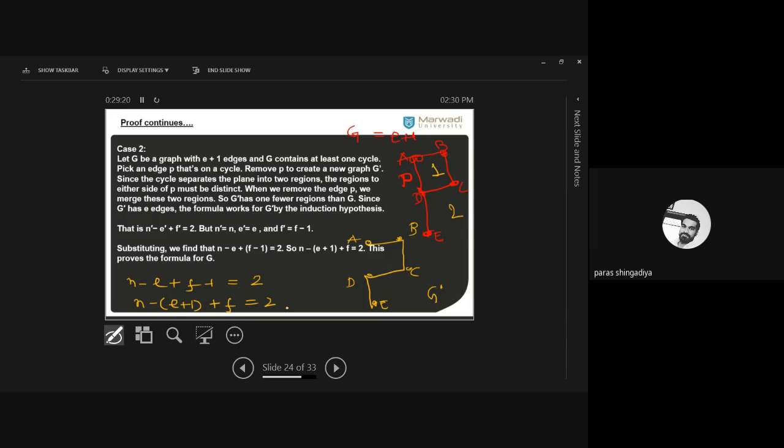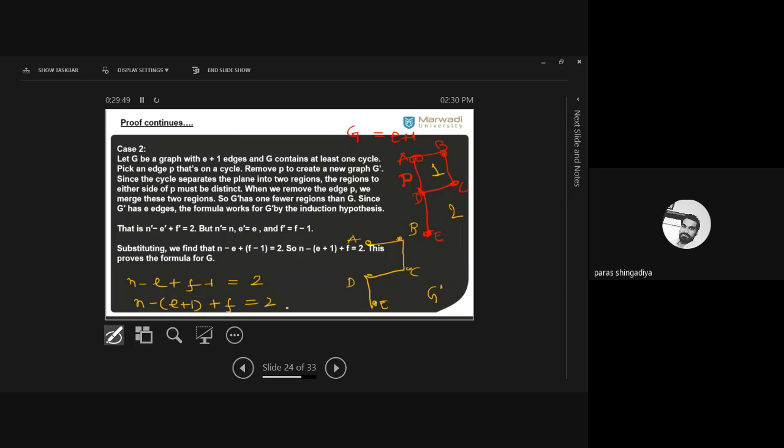ठीक है. एज की क्वांटिटी क्या है? It is an E plus 1 quantity. ठीक है. So here we prove that the Euler formula will work for all such graphs which involve the E plus 1 quantity. ठीक है. So here this proof of this formula of G, here we prove that it is correct for E plus 1 quantity. अगर E plus 1 के लिए correct है, तो we can easily say that this formula works for E quantity.